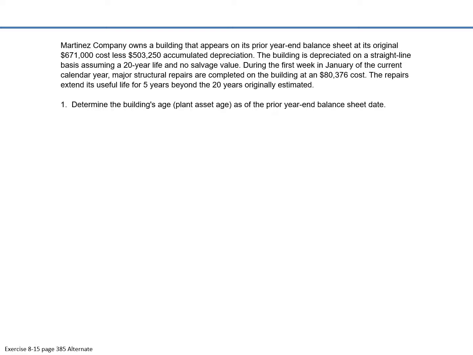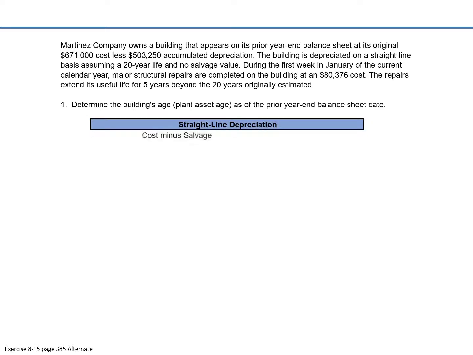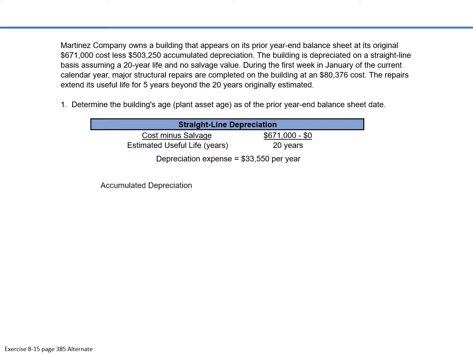So the building's age at the prior balance sheet date, let's figure it out. Cost minus salvage divided by useful life, 671 minus 0 salvage divided by 20 years, is $33,550 per year. They tell us the accumulated depreciation is $503,250. You divide that by the annual depreciation. The building is 15 years old.